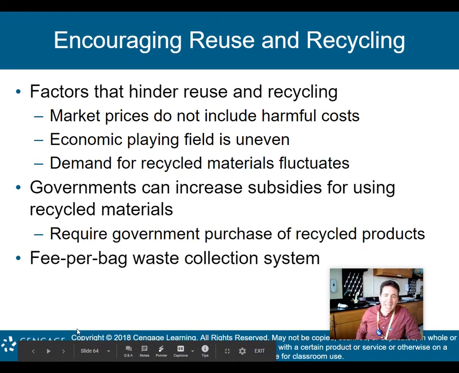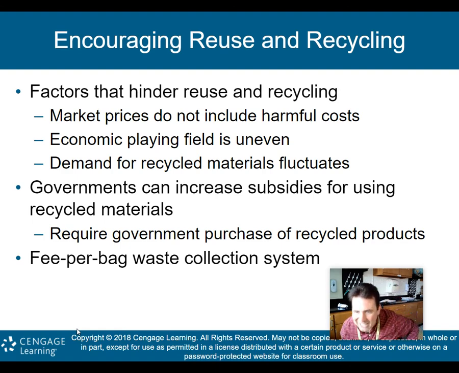So once again, back to the beginning here, right? Everything comes full circle. So, talking about encouraging reuse and recycling, factors that hinder reuse and recycling: market prices that do not include the harmful costs, right? We spoke about that over and over again in this class. If we can include the environmental degradation that occurs into the price of our products, the price will go up in many cases, and that will hopefully encourage people to use less, right? But we don't do that, all right? So that hinders reuse and recycling.